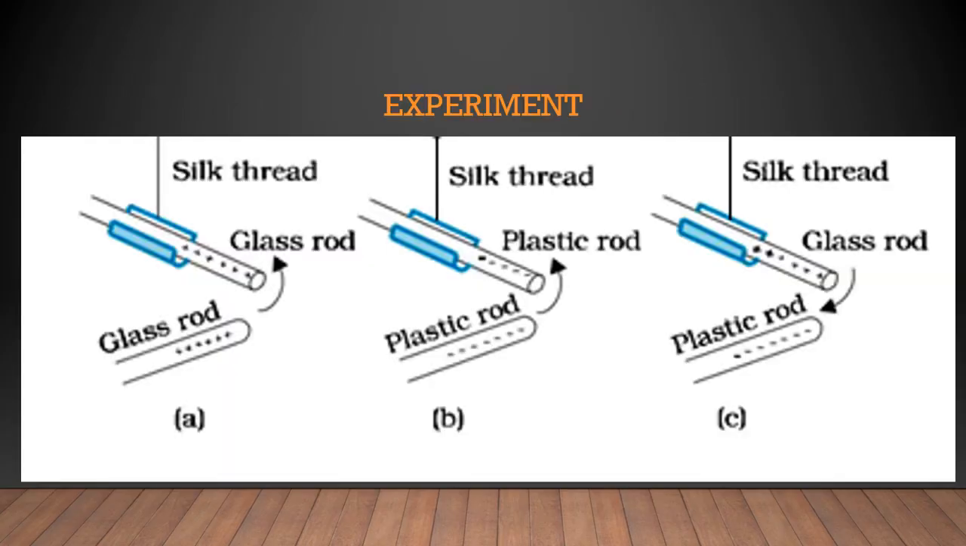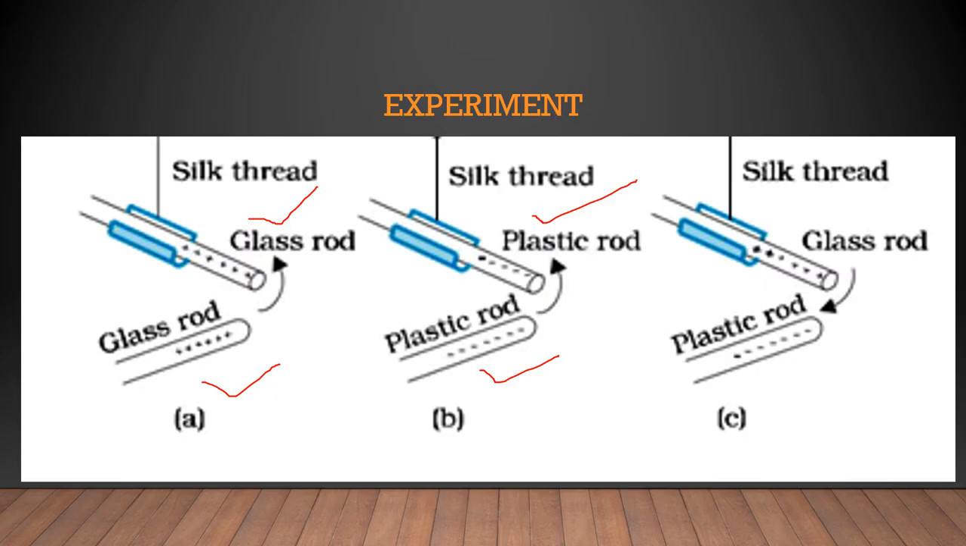Let us take an example. When a glass rod is rubbed with silk, it acquires some kind of charge. When two charged glass rods are brought close to each other, both glass rods repel. Similarly, when two charged plastic rods are brought close to each other, they also show repulsion. But when a glass rod and a plastic rod are brought close to each other, they show attraction. So this simple experiment shows the existence of two kinds of charges.